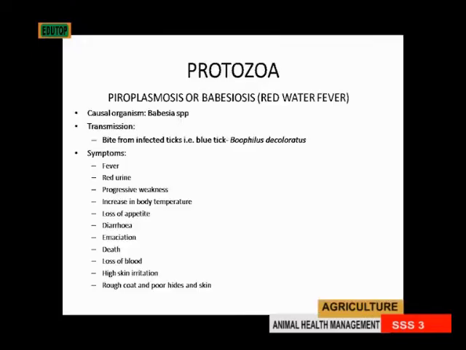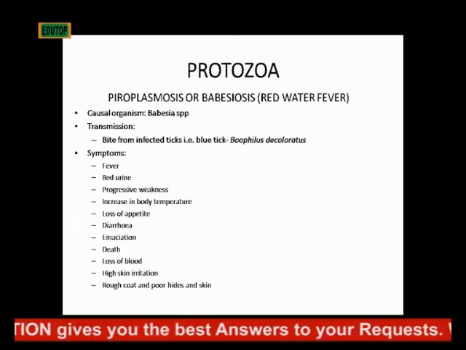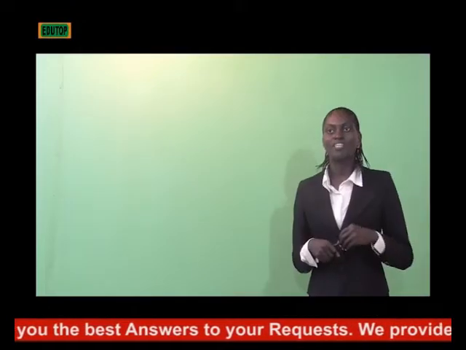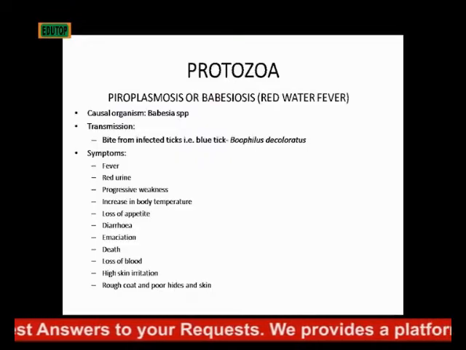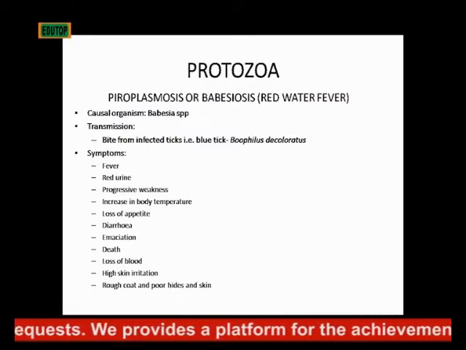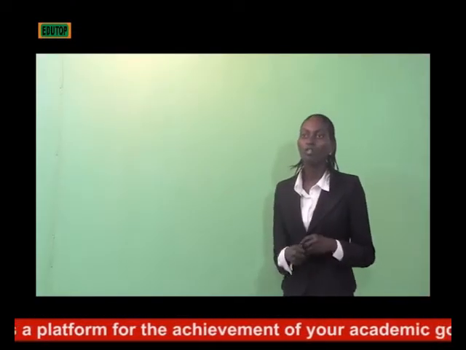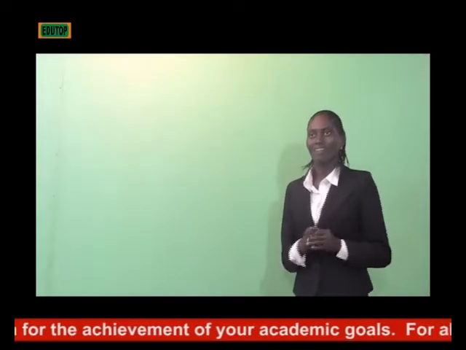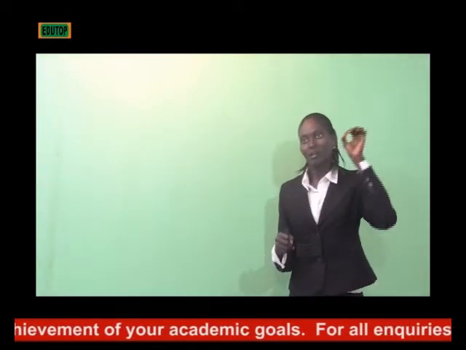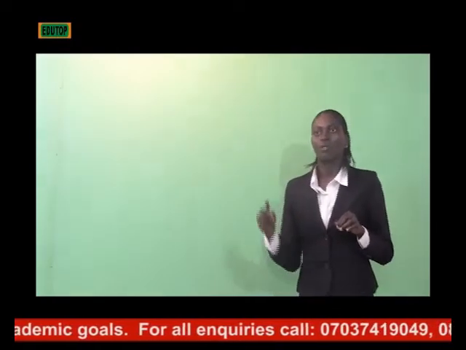The next protozoal disease is piroplasmosis or babesiosis. It is also called red water fever, and the causal organism is the Babesia species. How is it transmitted? It is transmitted by a bite from an infected tick, especially the blue tick, also called Boophilus decoloratus. A bite from that blue tick will infect your animal with red water fever.